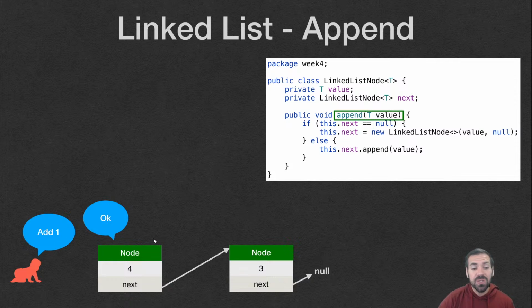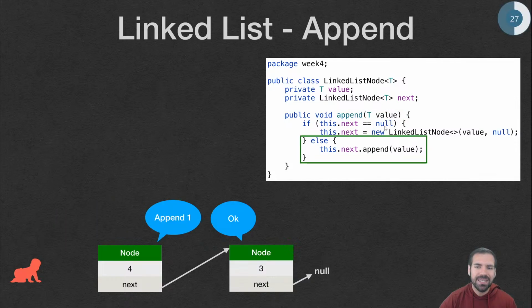All right, so we're going to add 1. We're going to tell the first node of the list, hey, add 1. First node of the list says, well, my next isn't null, so this isn't my responsibility. I'm just going to tell the next node that it needs to append this value. So it tells the next node, hey, we're appending 1. You take care of this.